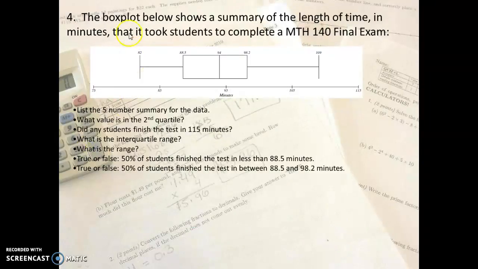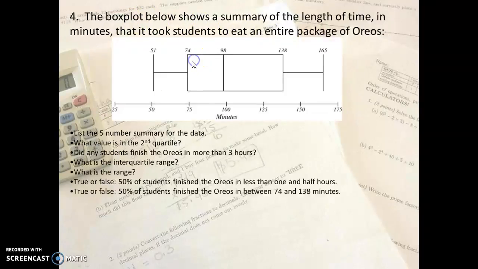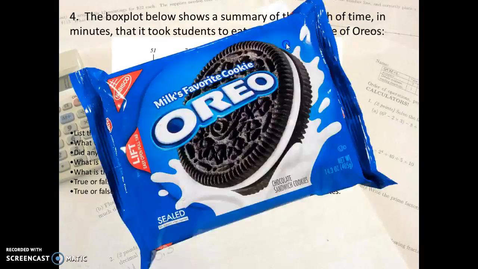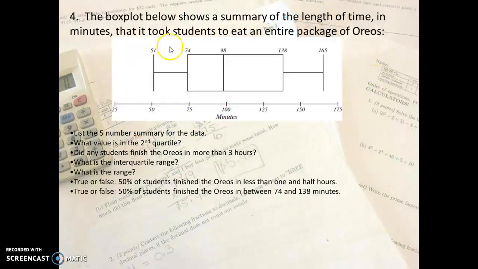Number 4, here I'm talking about box plots. All right, so this box plot represents the length of time people took to take a math test. Well, that's your problem. I'm going to solve it for, hey, make up some numbers. Pretend I measured people eating a whole box of Oreos, and I graphed it, and I got this thing. Could I analyze it? Sure enough.